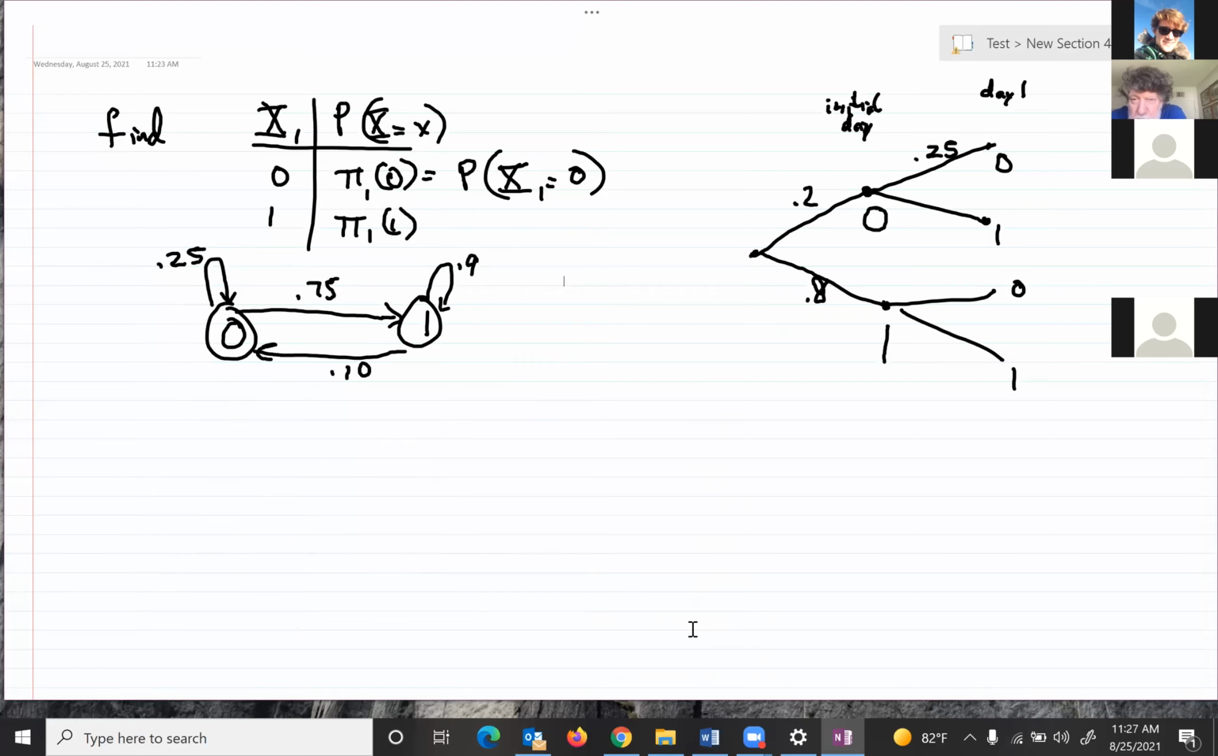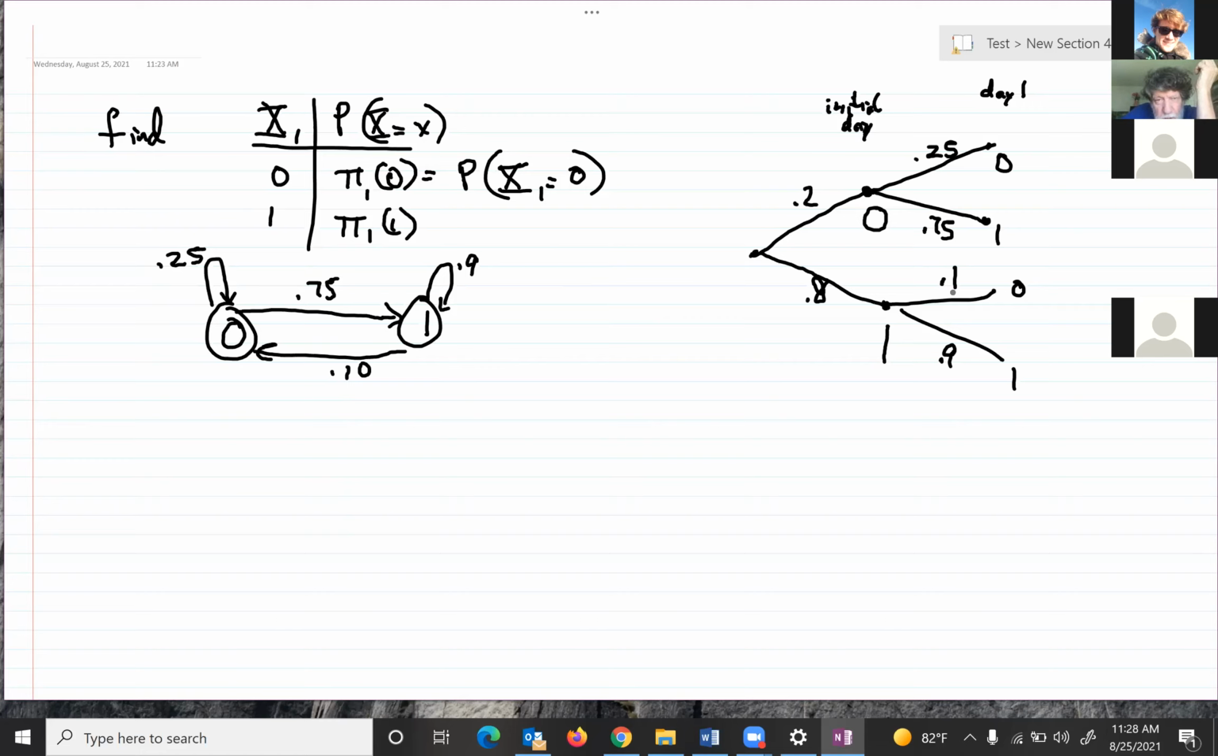Okay, but that enables us to figure the rest of the tree. So if the chance of going from here to here is 0.75, the chance of being repaired is 0.75. If you're working initially, the chance that you're still working is 90%. And the chance that you go from a working state to a broken state is only 10%. Okay, so this tree applies from going from initial day to day one.